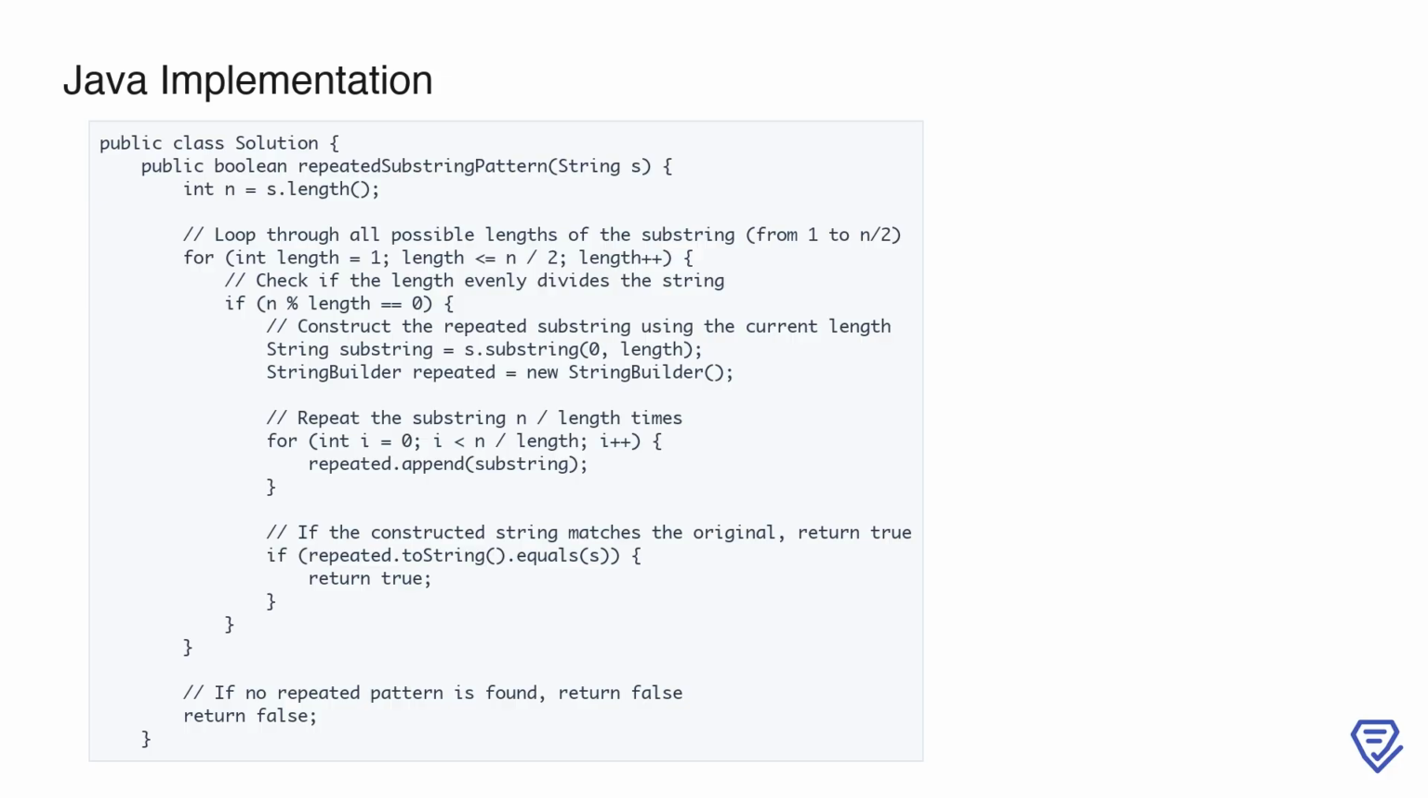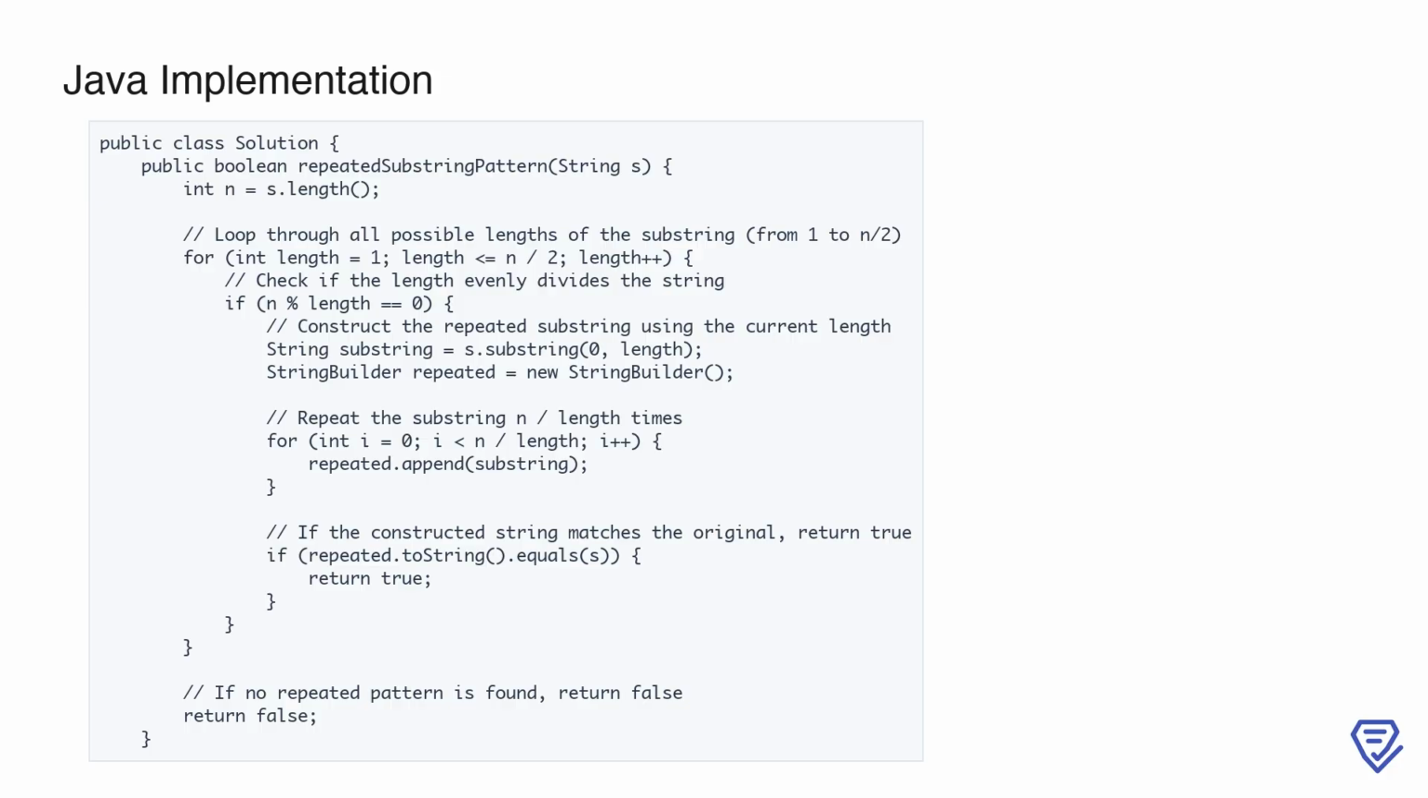For each potential substring length, we check if it evenly divides the total length of the string using the modulus operator. If it does, this means the string could potentially be composed of this repeated substring. We then extract the substring from the start of the string using s.substring(0, length), and create a new string by repeating this substring enough times to match the original string's length. This is done using a string builder and a loop, where the substring is appended repeatedly n/length times.